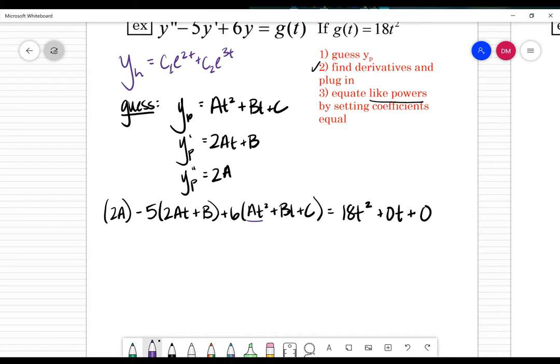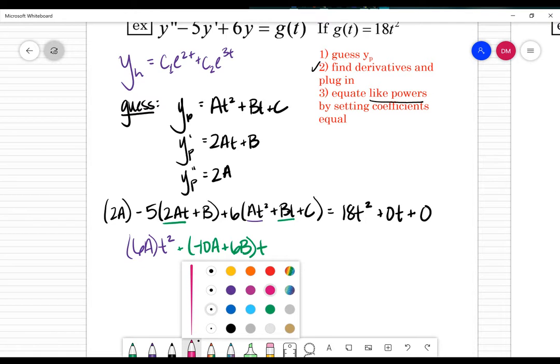So I see that I only have one t squared term here. I'm going to call that 6a, that is being multiplied by my t squared term. I only have the one on the left, which makes that easy. Then I have a negative 5 being multiplied by a 2at, and then my 6 is going to be distributed to this bt. So it looks like I'm going to have a negative 10a plus a 6b that will make up the coefficient on t.